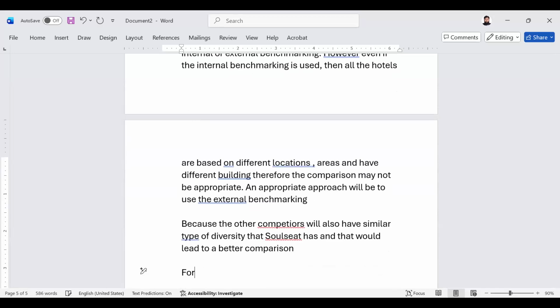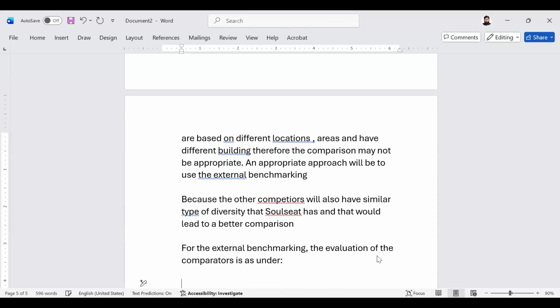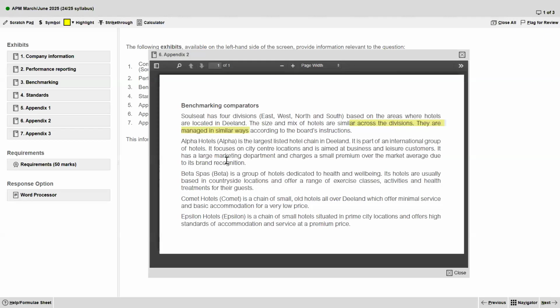For the external benchmarking, the evaluation of the comparators is as under. So when you do the comparators evaluation, I've just set the base. I'm giving you 5 more minutes. Just look at it and see whom you think is the best comparator.